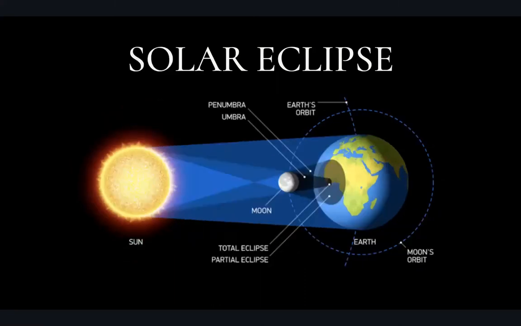Second, we have the solar eclipse. It occurs when the Moon passes directly between the Sun and Earth, blocking the Sun's light and casting a shadow over a certain area on the Earth. This can only occur during a new moon. An eclipse does not occur at every new moon and full moon because of the angle of the Moon's orbit around the Earth.